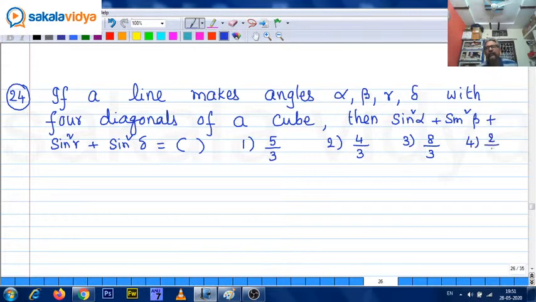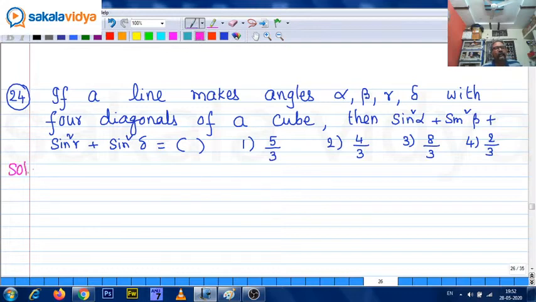This is very, very important from the board examination. Already we have studied. See, if a line makes angles alpha, beta, gamma, delta with 4 diagonals of a cube, then cos square alpha plus cos square beta plus cos square gamma plus cos square delta is equal to 4 by 3. But we are asked here sin square alpha plus sin square beta plus sin square gamma plus sin square delta. That means 8 by 3 may be the correct answer. Let us see now.